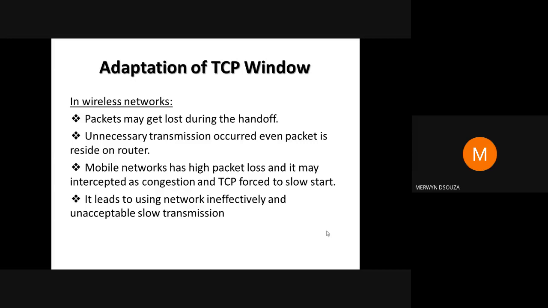If you keep doing that, then the network will be inefficient, the bandwidth will be wasted, and the transmission will become slow. Or you will simply keep retransmitting the data, leading to bandwidth wastage. So we should try to avoid this. To avoid that, we modify TCP in order to make it work efficiently with wireless networks.